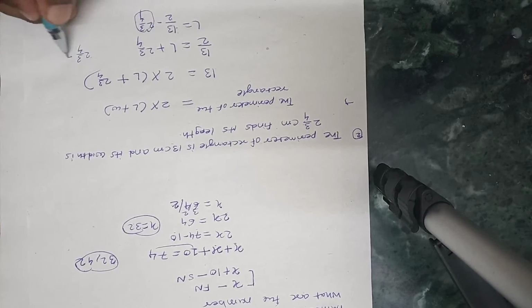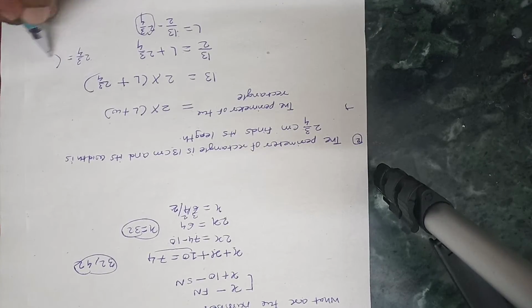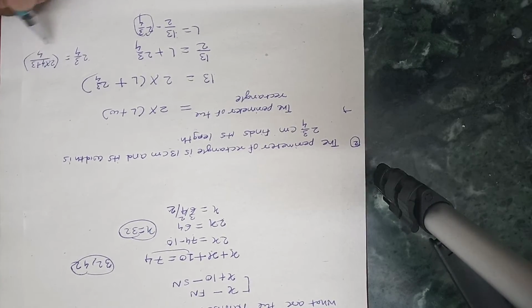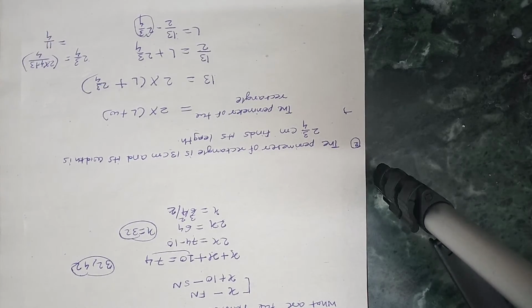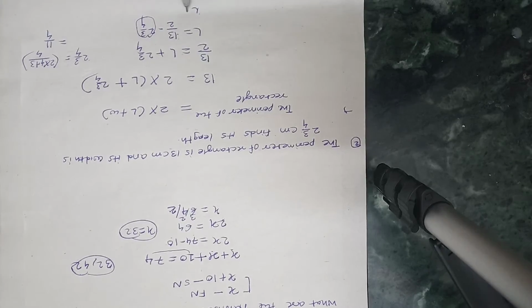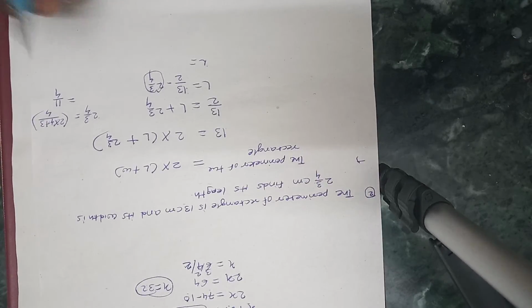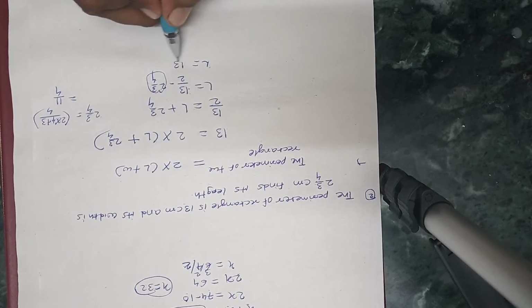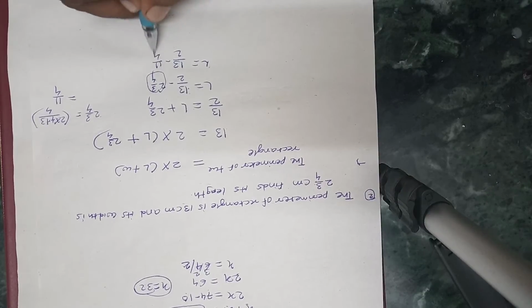Suppose this is the number, so we do this like 2 into 4 plus 3, 4 will be common. So 2 into 4 will be 8 plus 3, that is 11 by 4. This number will be 11 by 4. So L is equal to 13 by 2 minus 11 by 4.